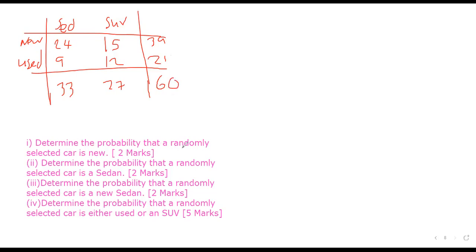Determine the probability that a randomly selected car is new. What are they asking for? The probability of new. So how do we find the probability of new? The total for new over the aggregate total. The total for new, which is 9, over the grand total, the aggregate total, which is 60. What do we get?